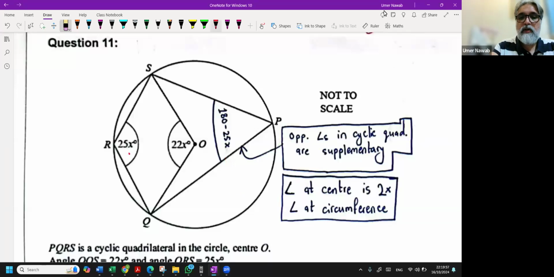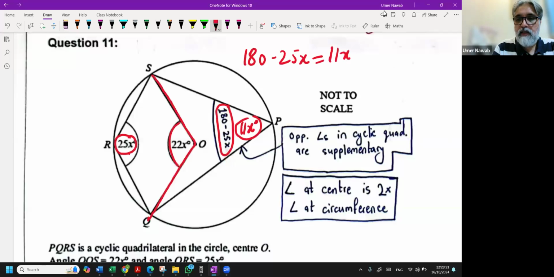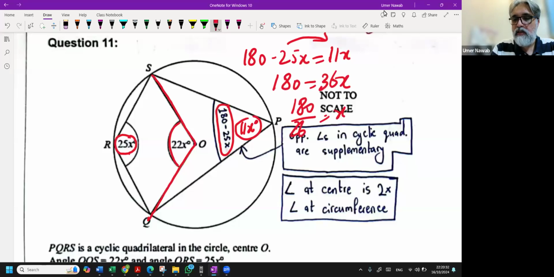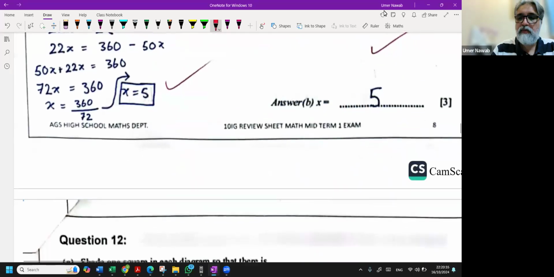Now in question number 11, I can see the central angle is given to me 22x. What is the half of 22x? That is 11x. But by using cyclic quadrilateral property 25, so this angle is equals to 180 minus 25x. So put them equals to each other. 180 minus 25x is equals to 11x. And this will help me to find the value of x by sending 25x to the other side. So 180 is equals to 36x, and then 180 divided by 36 will give you the value of x. So that is pretty much easier for you.